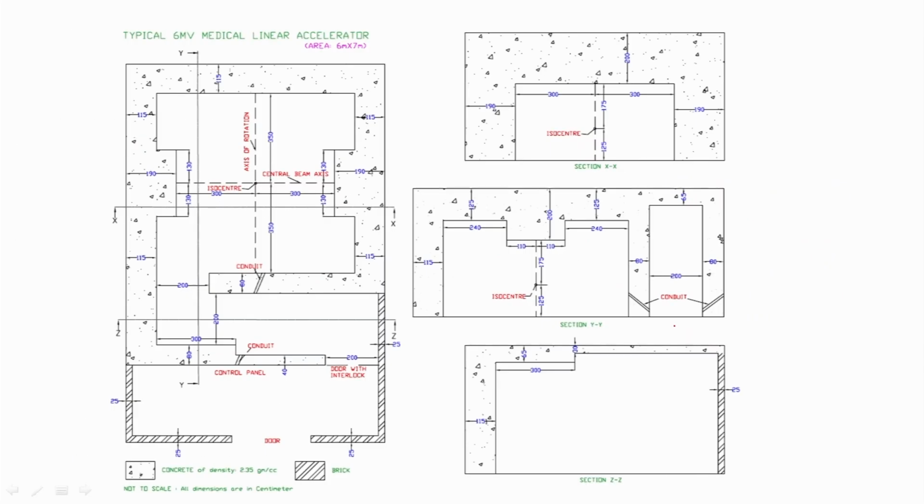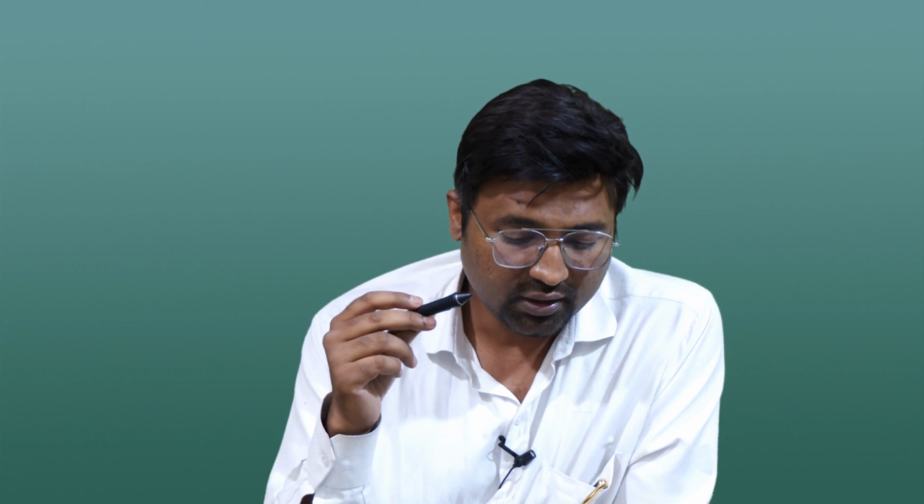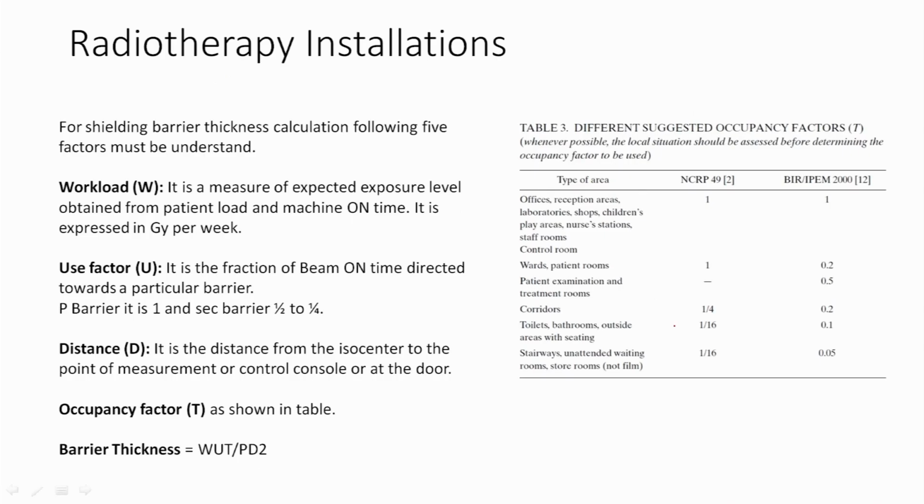So for starting a radiotherapy center, we need to get approved a site layout from the competent authority, which is the Atomic Energy Regulatory Board. Before getting approved from a regulatory body, there are certain conditions which need to be followed for designing a radiation bunker. What are those conditions? These are the certain conditions: workload, use factor, distance, occupancy factor, and barrier thickness. According to these factors, the barrier thickness is calculated.